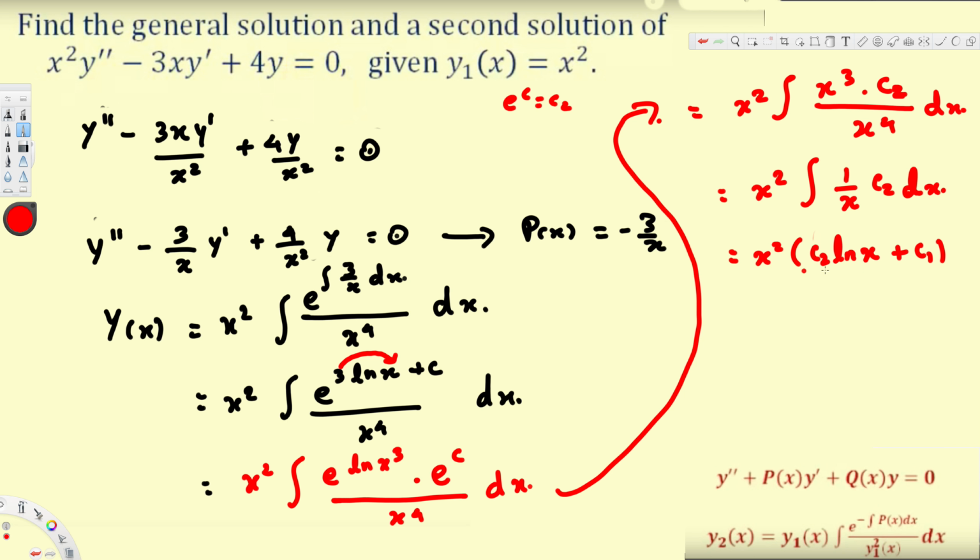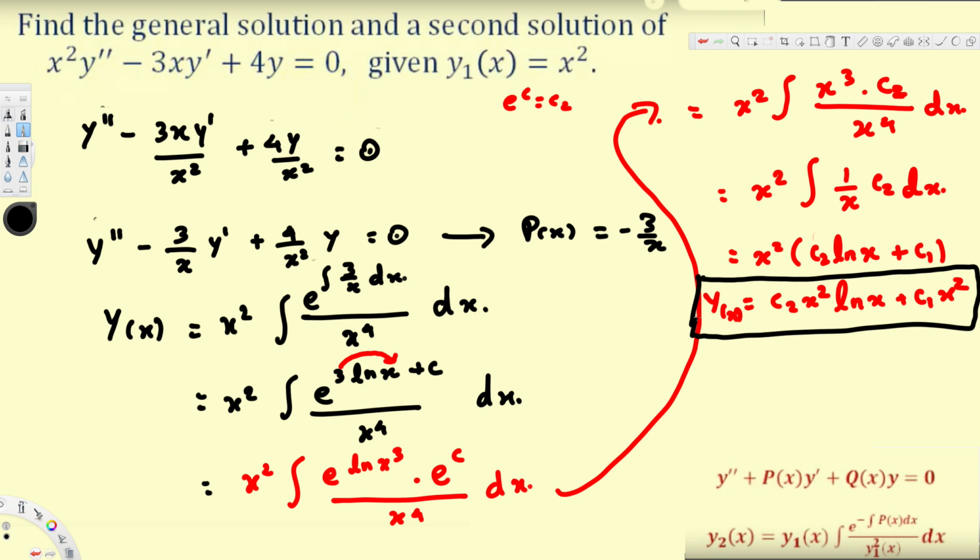Now we have to multiply everything, and this is going to become c2 x squared ln of x plus c1 x squared, and this is going to be our general solution for this differential equation. But in the question they have asked for the general solution and the second solution, so this is our general solution.